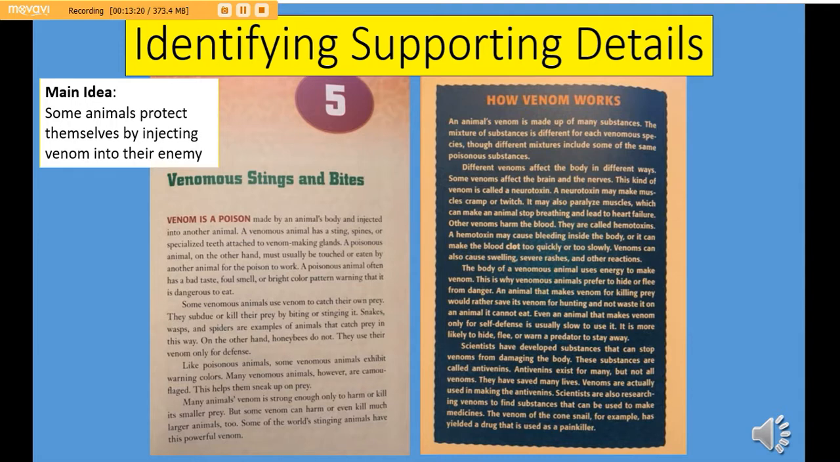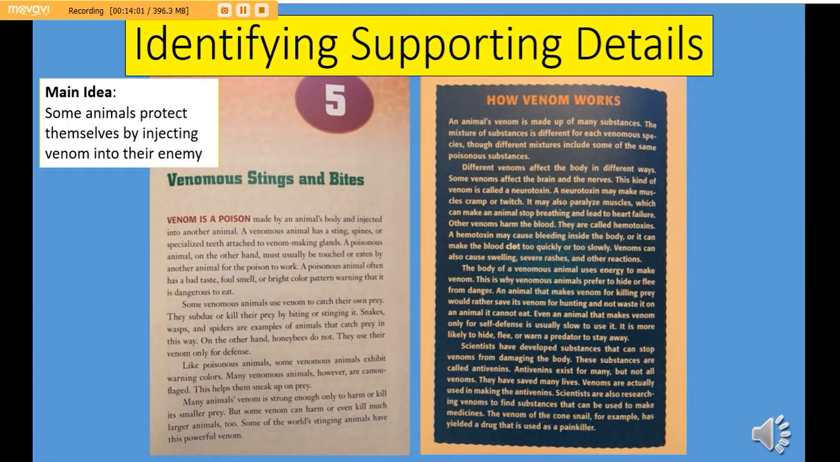Chapter 5, page 73. Venomous stings and bites. Venom is a poison made by an animal's body and injected into another animal. A venomous animal has a sting, spines, or specialized teeth attached to venom-making glands. A poisonous animal, on the other hand, must usually be touched or eaten by another animal for the poison to work.